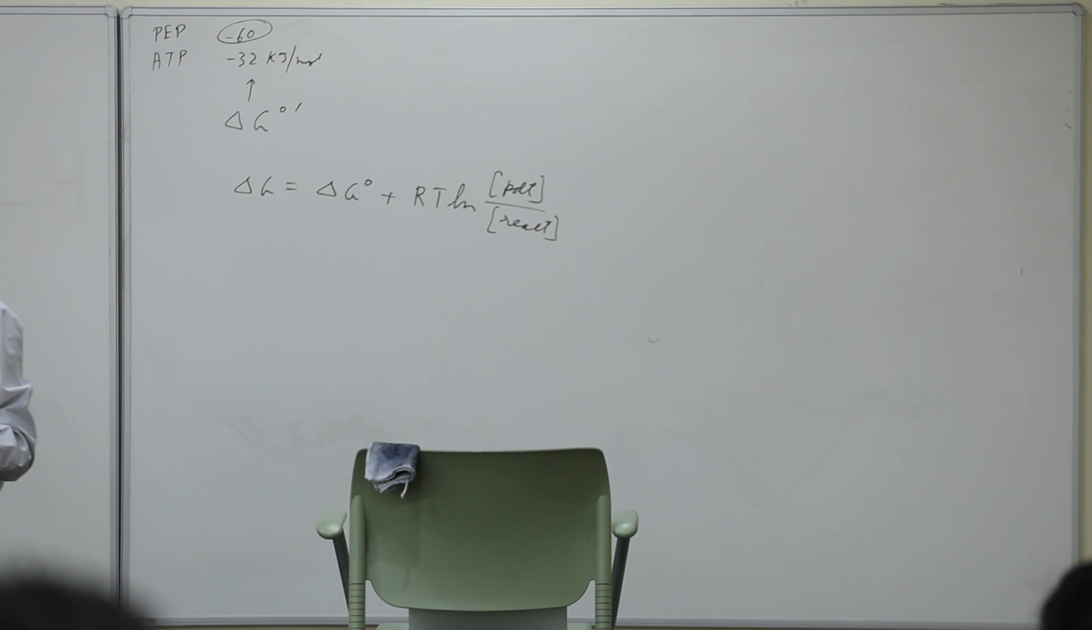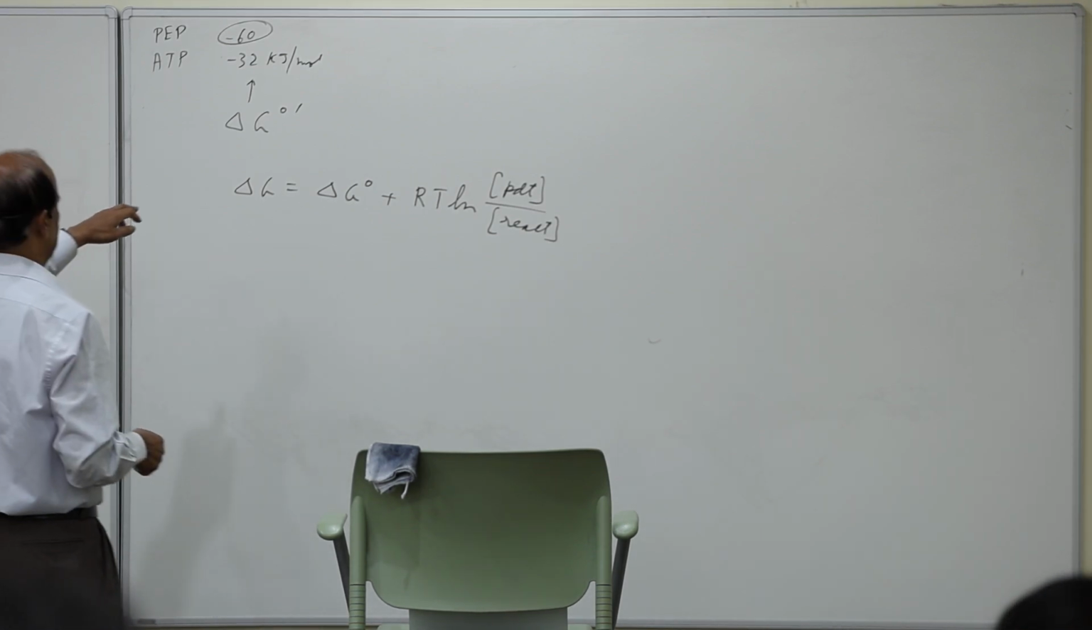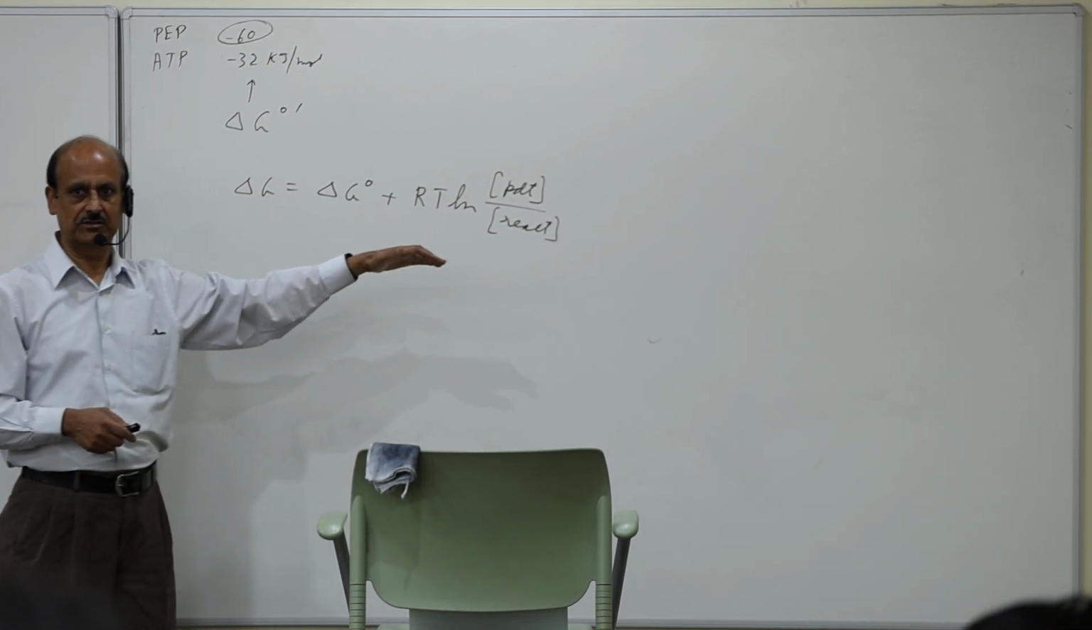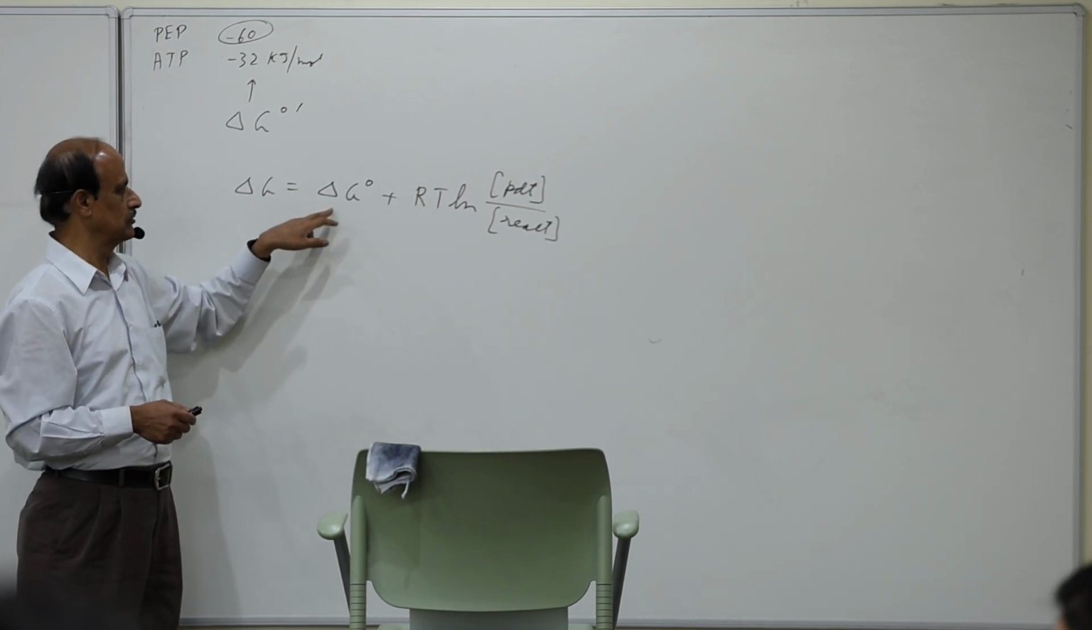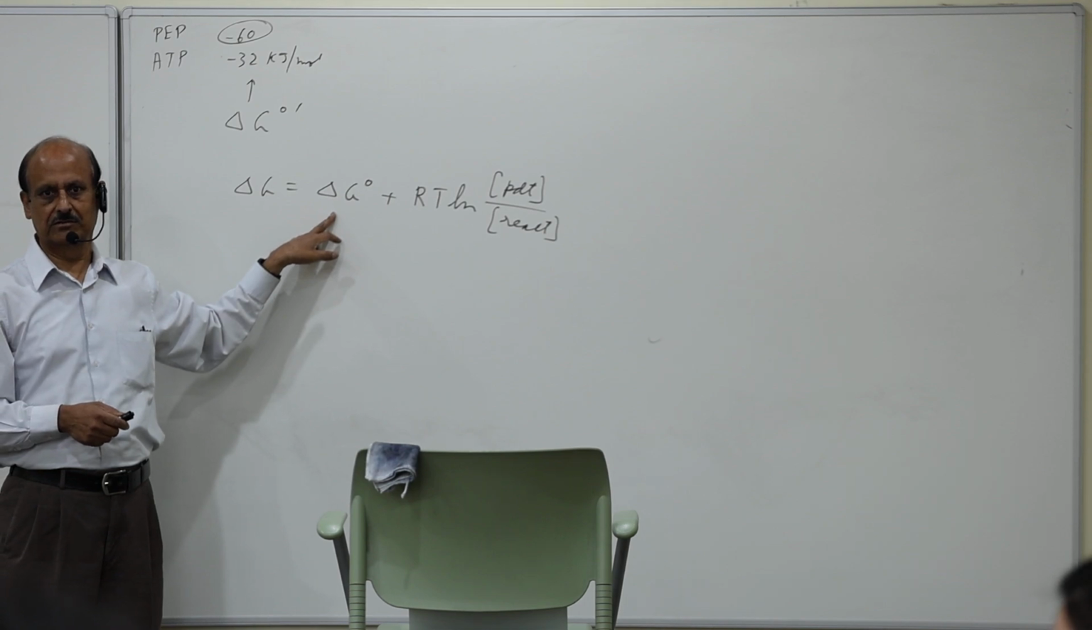Like 10 to the minus 7, log of 10 to the minus 7 is 7. So you always have to keep adding that 7 to this constant, because water has a pH of 7 always, and that is a constant. So why not bring that constant over into this standard free energy?